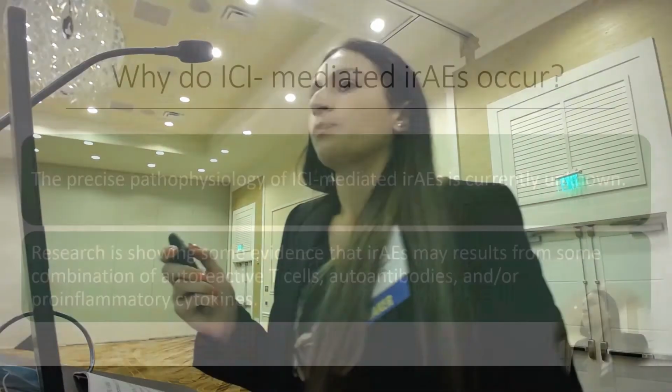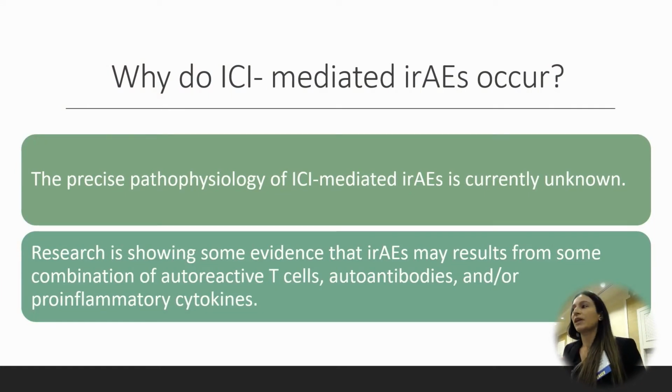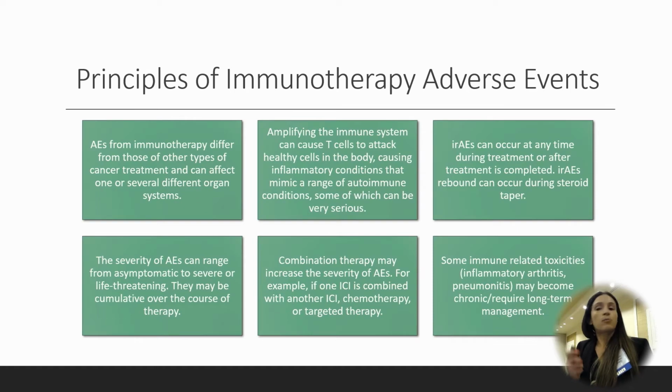So why do they occur? We still really don't know the precise pathophysiology behind this. Research shows that it could be related to a combination of reactive T cells, autoantibodies, or pro-inflammatory cytokines. The principles: in the office we absolutely love to tell patients, you're getting immunotherapy. We love to say it, they love to hear it, but we do know that it could come with adverse events, and some of these can be extremely serious. Amplifying the immune system can cause the T cells to attack healthy cells, and that leads to a response that mimics autoimmune disorders. And like I said before, they can be serious.